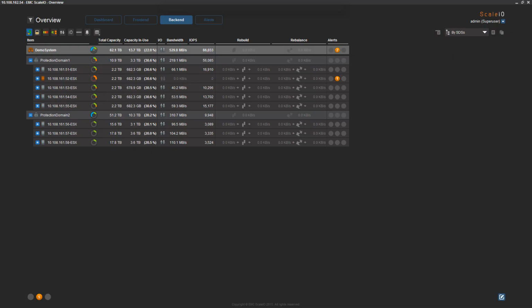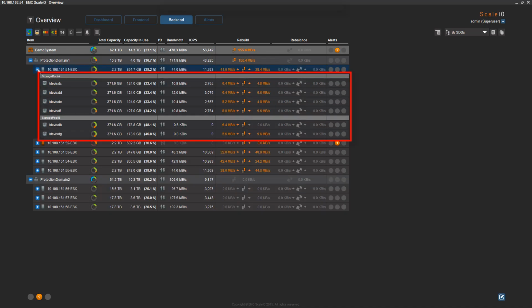ScaleIO is now aware that the node went down. This equates to 6 SSDs going offline at once. This has triggered a parallelized rebuild operation among the surviving members of the protection domain. During this rebuild operation, all of the nodes in the protection domain are rebuilding to all of the other nodes in the protection domain. The individual disks in each of these nodes are also working in parallel to speed up the operation.